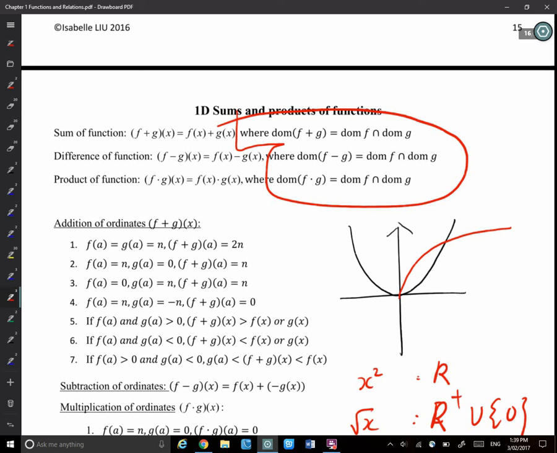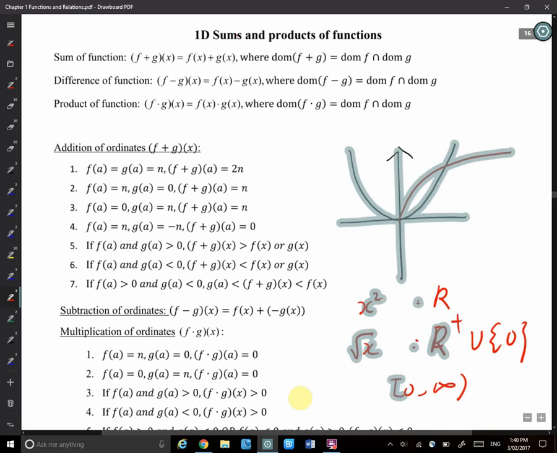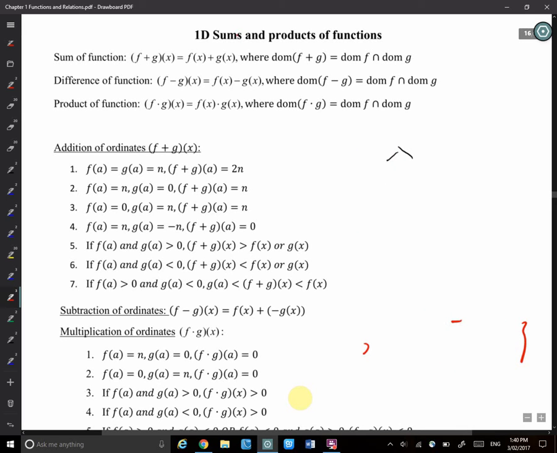That's the important thing. It is possibly a 1 mark multiple choice question in the final exam: what's the domain for the sum of these functions? That's one possible mark here. Okay, let's keep going to the next one.